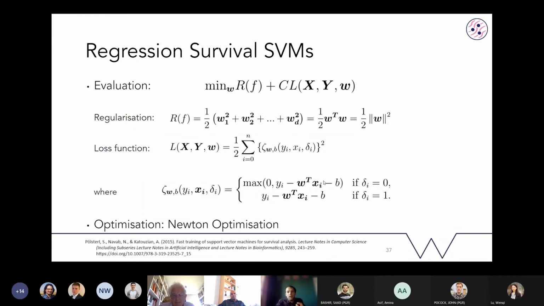And that's because for patients that don't experience an event, you only get an error contribution if the survival is predicted to be less than the time of censoring. If it's predicted to be higher than the time of censoring, we don't know what the error is, so we have to have a 0 loss.